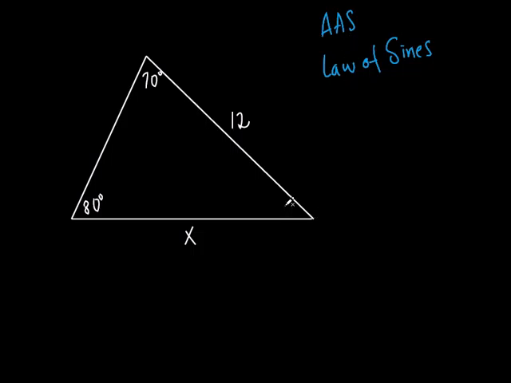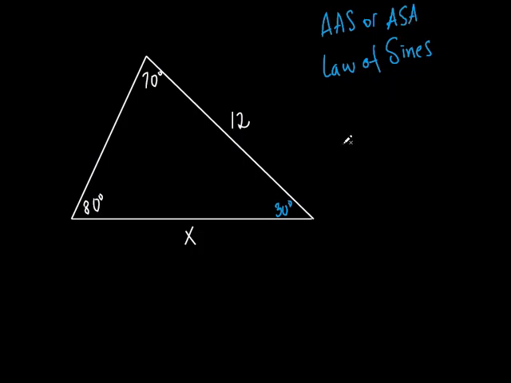Of course, you could have always found this angle, because 70 and 80 is what? 150. Take that away from 180, so this would be what? 30 degrees. So you could also say angle, side, angle, couldn't you? But isn't that the same? We still use the law of sines no matter what, okay, for angle, angle, side, or angle, side, angle.